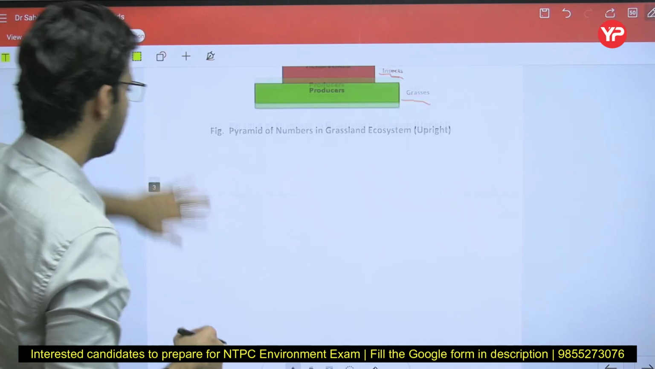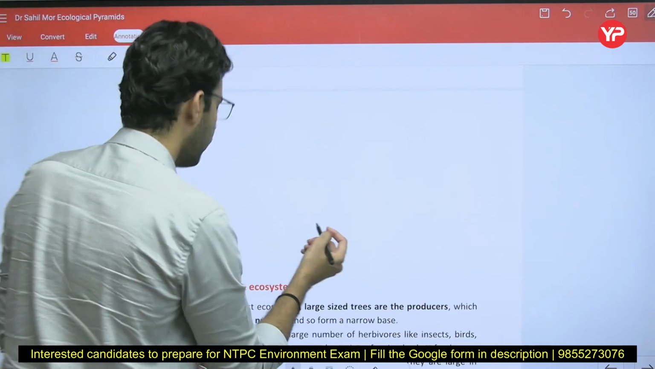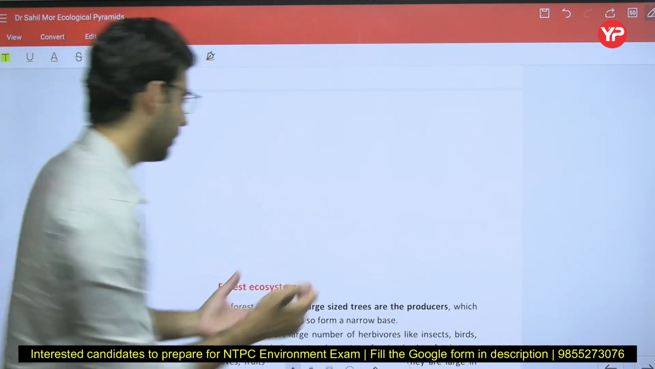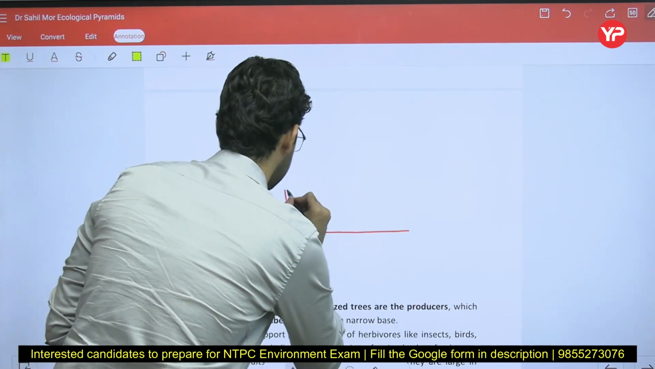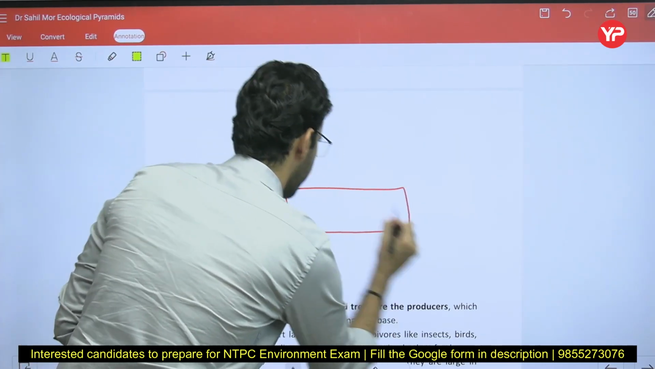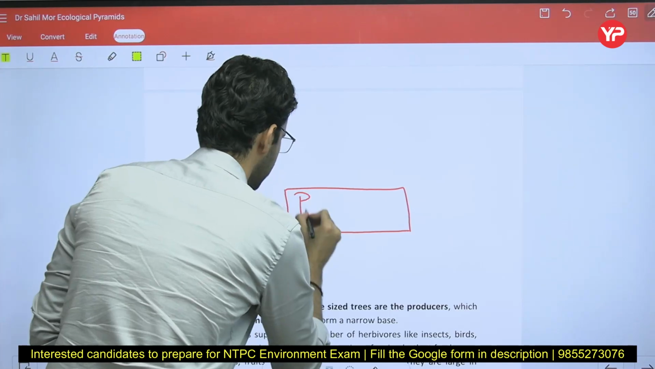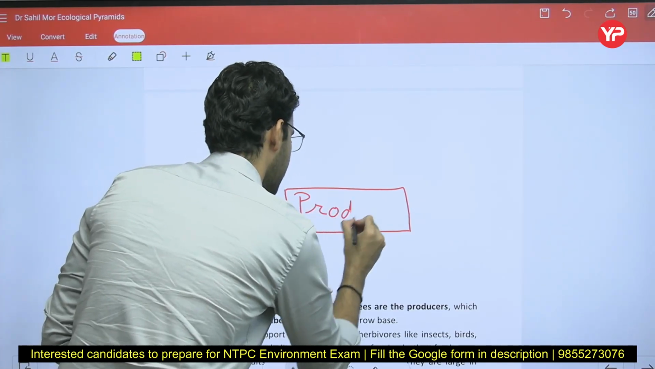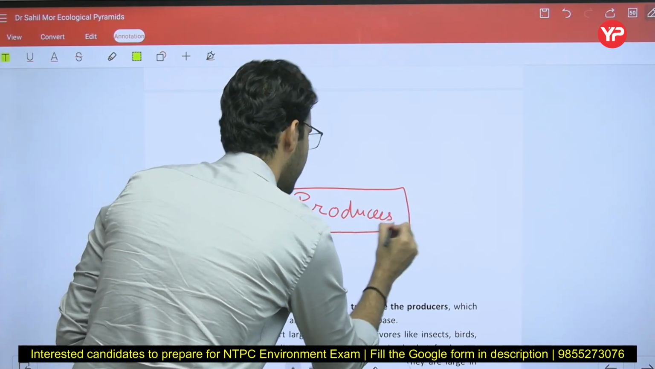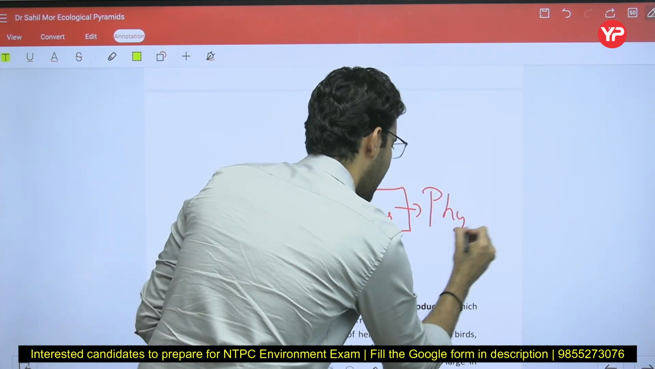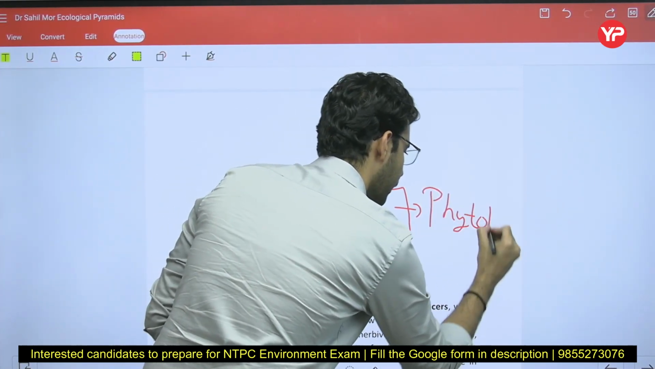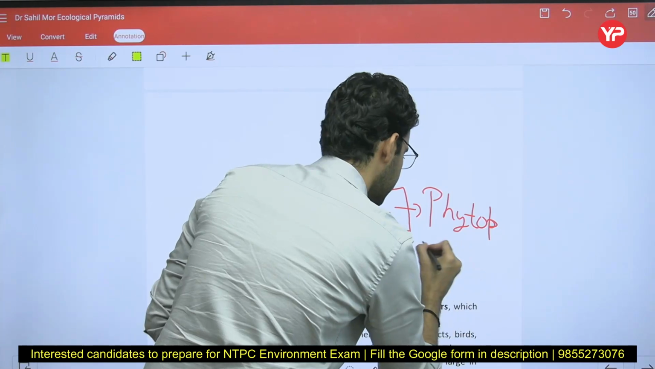Similarly, we can make pyramid of number for your aquatic ecosystem. How? Let's start with the producers. This is producers forming the base, which is large. Why large? Because phytoplanktons are present in large number.